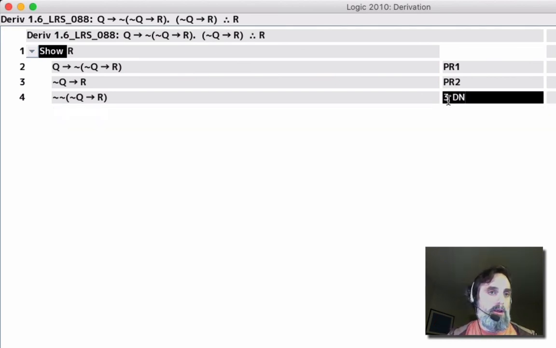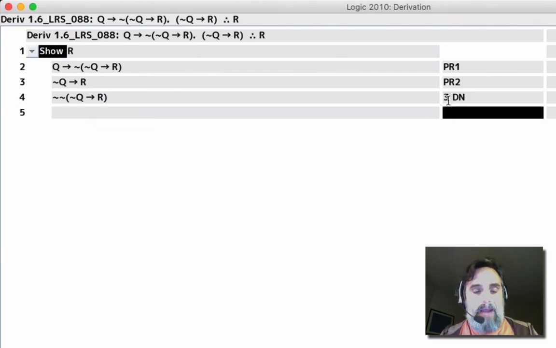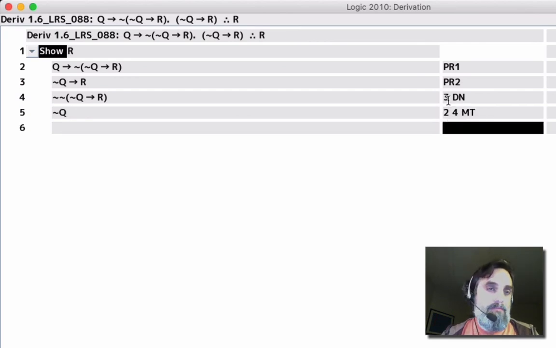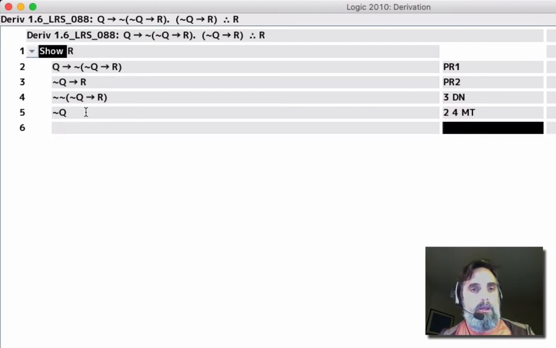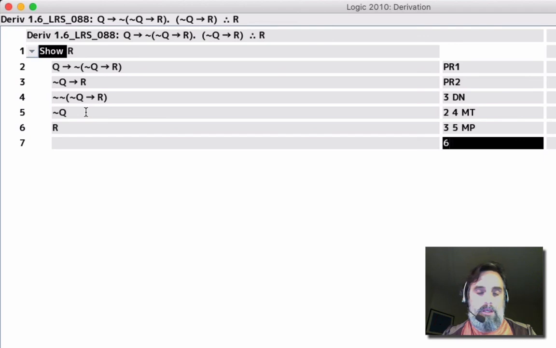So now on line 2, we have a conditional, and on line 4, we have the negation of the consequent of that conditional, and that's what we need for MT. So we're going to apply MT. What happens? Well, so, right, this is the if-then. So we have if this, then that, and we said, well, not that, and that means not that. So we get not Q. Can we do anything with not Q? Yes, we can. We can go back and use it with 3. So we're going to say 3, 5, MP. We get R, and we are done.